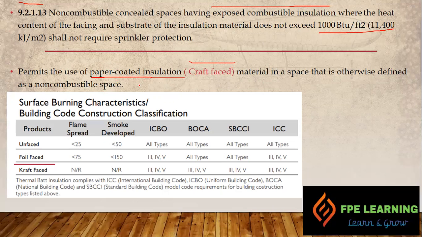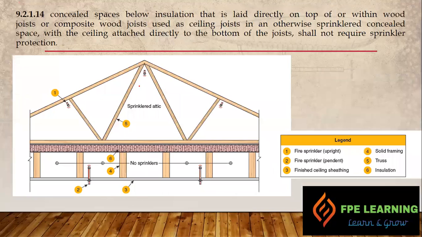Okay, the next one, 9.2.1.4 talks about concealed space below insulation that is laid directly on the top of or within wood joist, right? So this is the concealed space, right? And that is laid directly on the top of or within the wood joist or composite wood joist. So this is the composite wood joist, and otherwise sprinklered concealed space with the ceiling attached directly to the bottom of the joist shall not require the sprinkler protection.